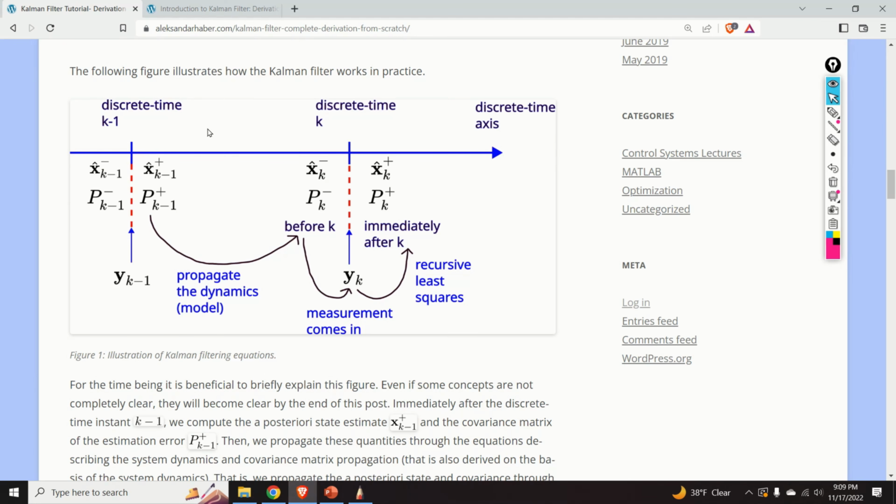It is completely understandable if you cannot completely understand this figure at this point. Don't worry about that and don't give up studying the Kalman filtering. You will be able to understand this figure by the end of this video and by the end of this tutorial.